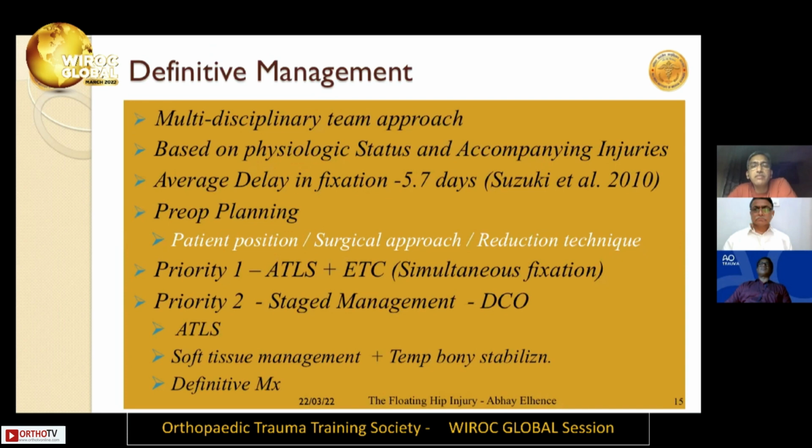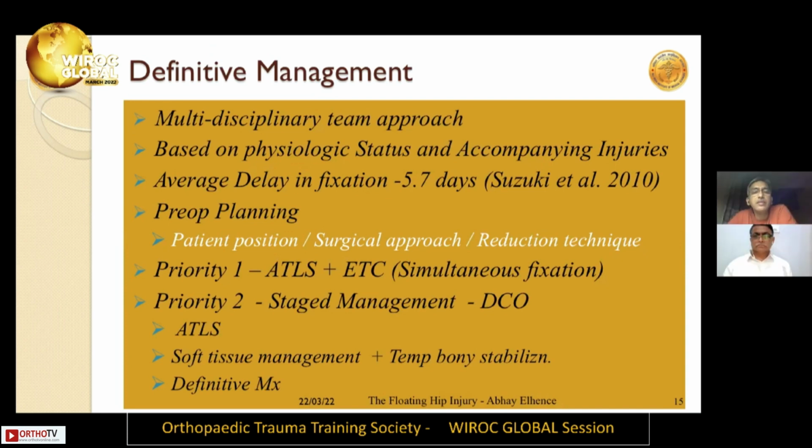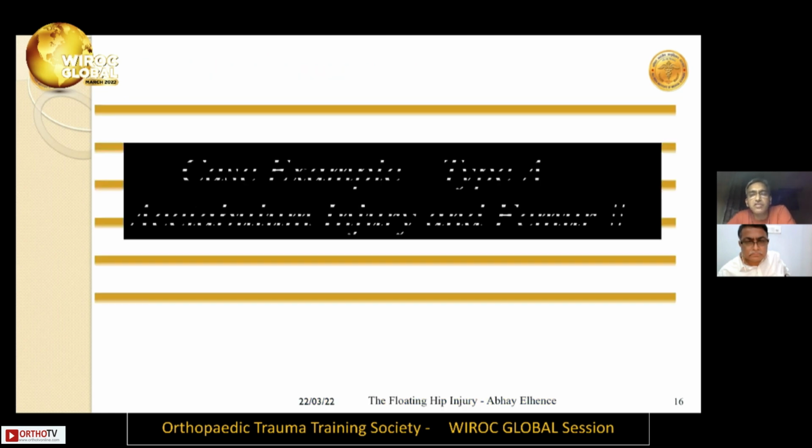So when it comes to definitive management of these injuries, one needs to have an MDI approach based on the physiologic status and accompanying injuries, as Sarabdeep very nicely elucidated. The average delay in fixation for these patients is about 5.7 days. And it's important to plan the position, the approach, and the reduction techniques when you do get to the definitive fixation. But the priorities are two. One is that you do an ATLS with early total care, where you do the simultaneous stabilization and fixation of these fractures. And the second is that one does a staged management along with ATLS with soft tissue management, temporary stabilization, and definitive management.